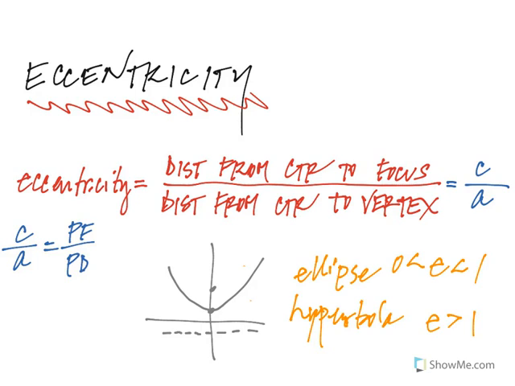Point to focus is any point on the curve to the focus point. That would be this right here. This is your PF. And then your PD is this right here. Point to directrix, the point being the vertex.